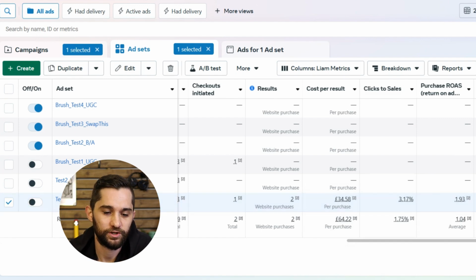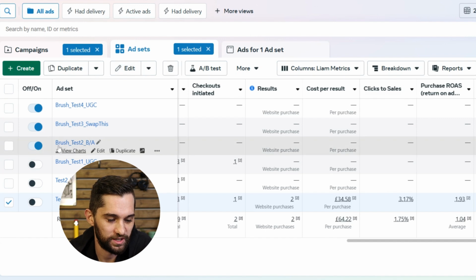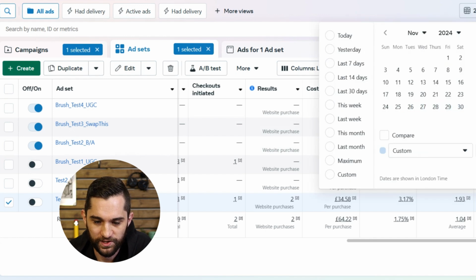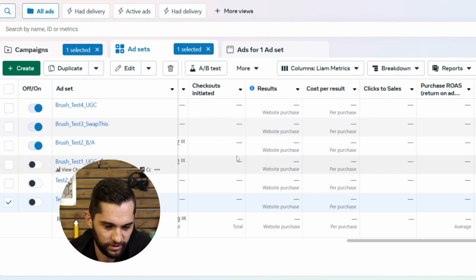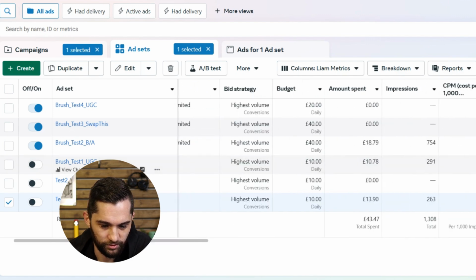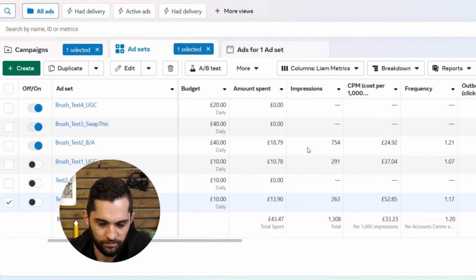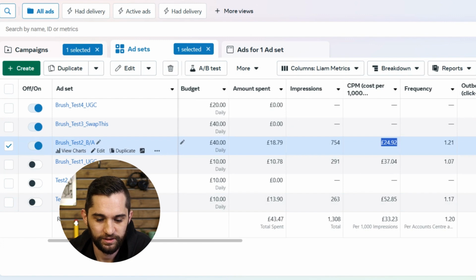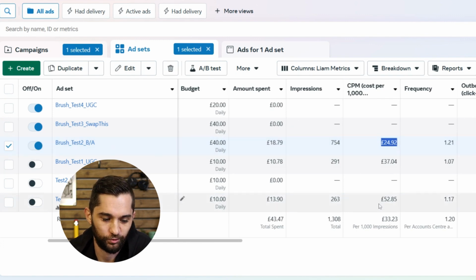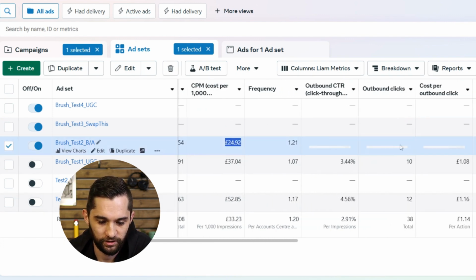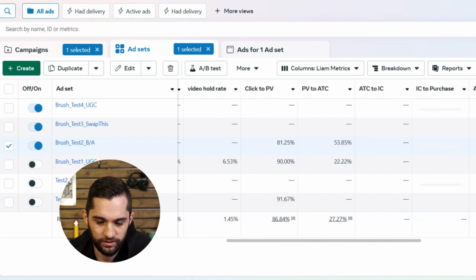So after all of the research that we did and jumped back in, got into the comments, really got granular with it, we made new testing ads, which is this test here, brush test 2 BA, which is before after. So we launched that one on the 2nd of December. So we open the 2nd of December on this account. You can see here we launched this ad on this day. CPM still slightly high, but much lower than we were getting for UGC and the other stuff. Click-through rate still remained decent.